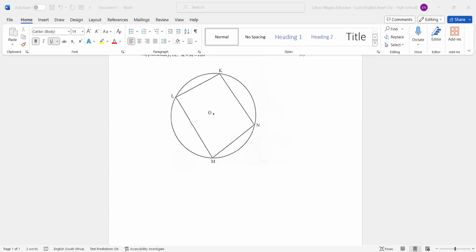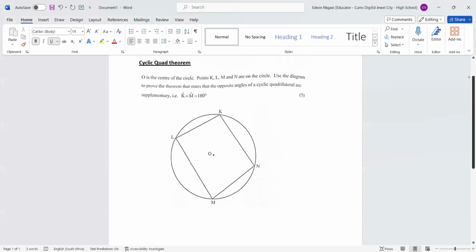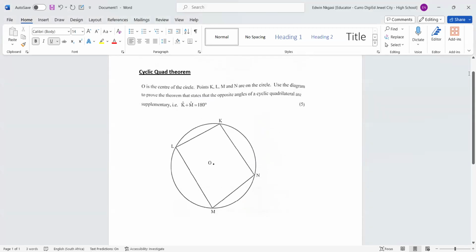Hickory 12. Today I want us to look at grade 11s and 12s. I want us to look at a cyclic quad. We're going to look at a cyclic quad theorem and look at the steps that you should take to prove a theorem.